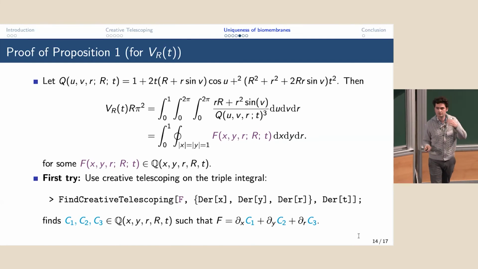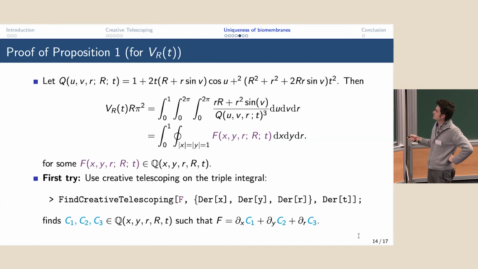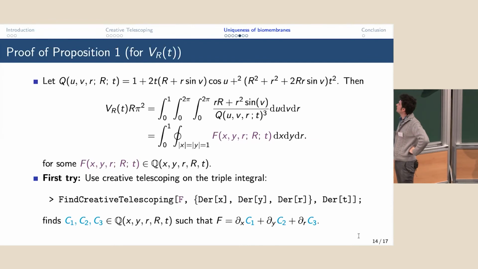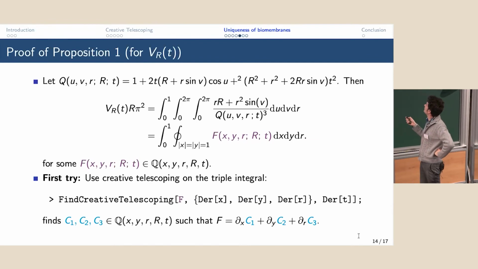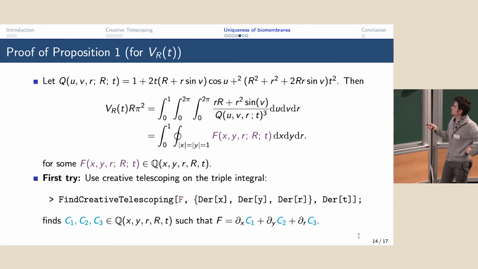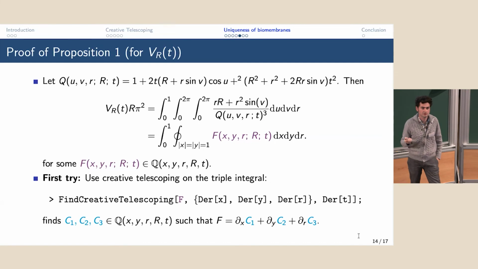We just apply creative telescoping and define an operator. And indeed, if we apply this very nice implementation of Koutschan I mentioned before to this rational function, we find the operator and 3 certificates, such that this is a sum of 3 derivatives. So this is exactly the problem I described before.